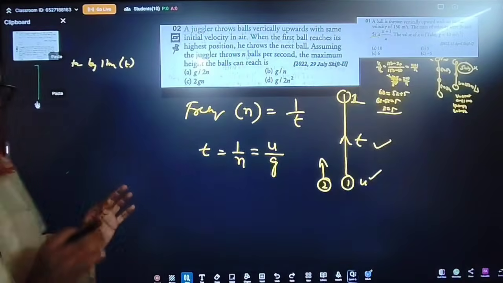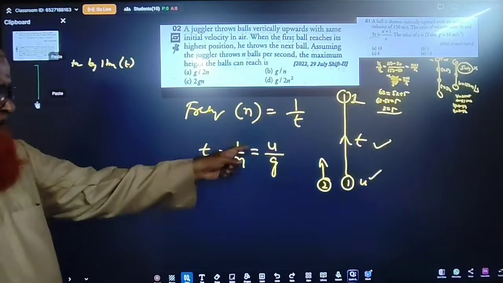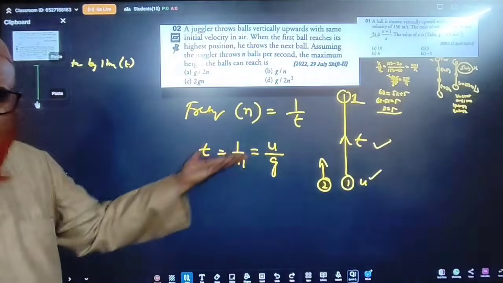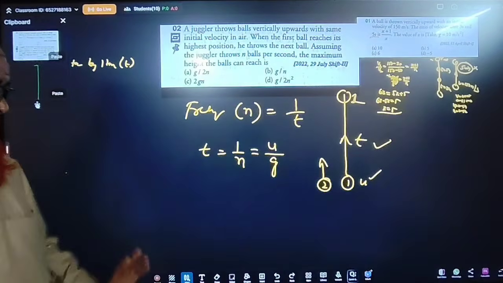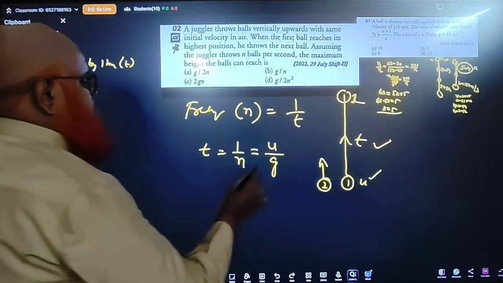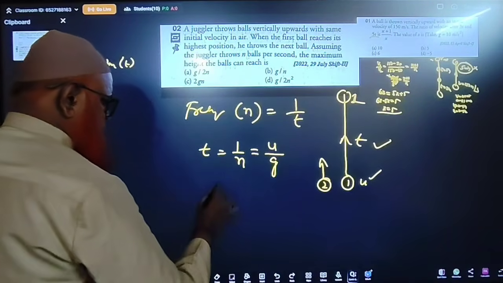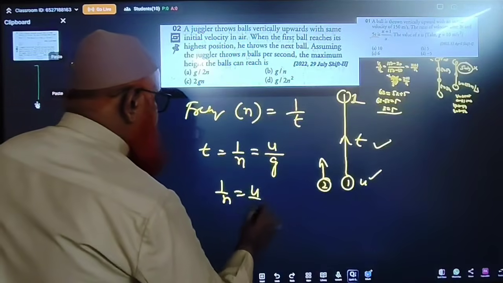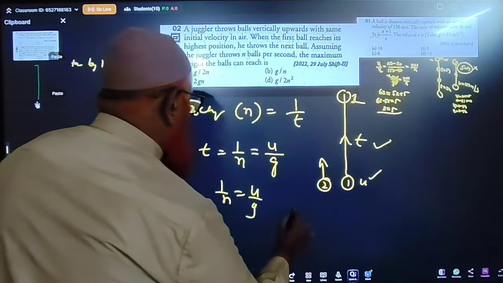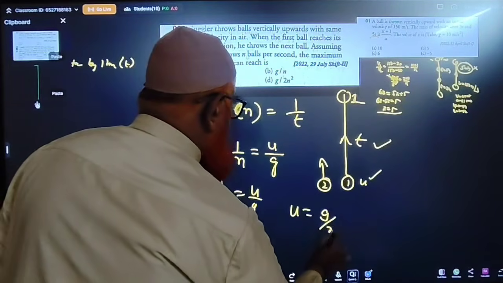Okay, hope you understood. It's very simple. Here time is nothing but 1 by n. Here time is generally the time of ascent for one ball, u by g. So what do you understand from this? So 1 by n is equal to u by g if you take. What is u now? u is equal to g by n.